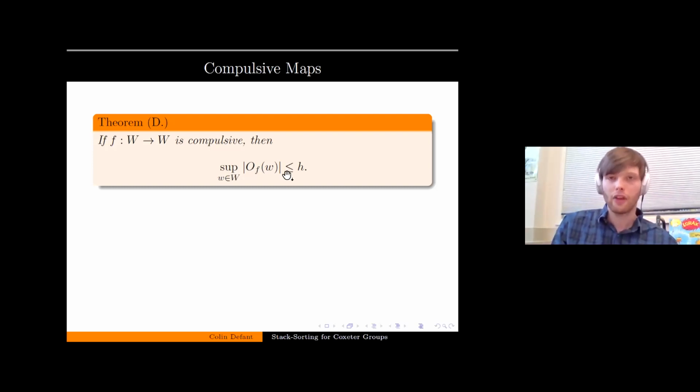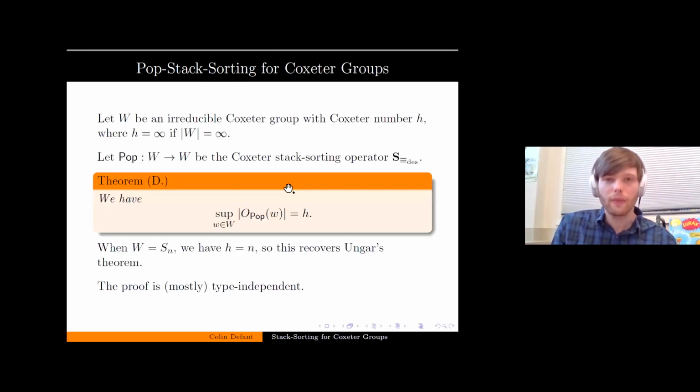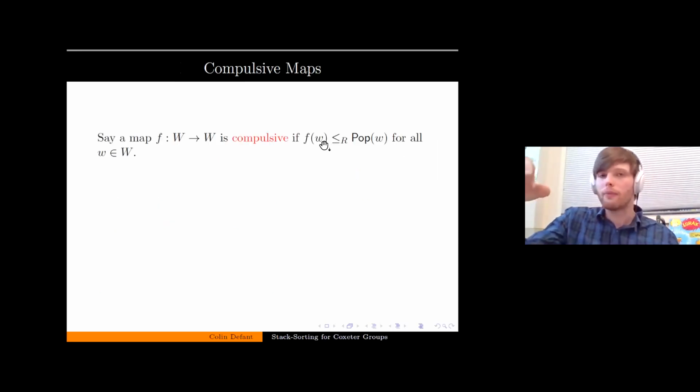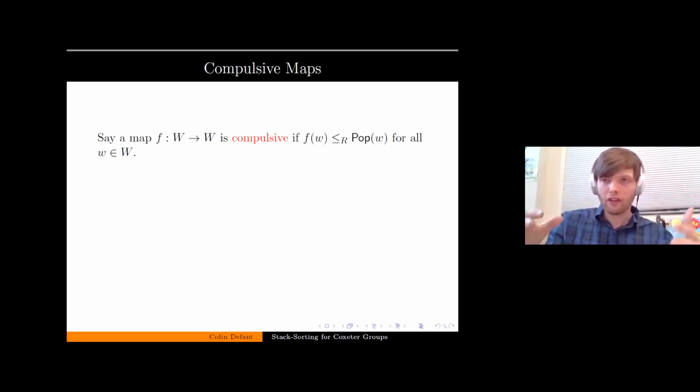So let me recap some of the things that I've said before. Let me go back. First of all, I said that the maximum size of a forward orbit under the pop stack sorting operator is H, the Coxeter number. And then the definition of a compulsive map was just that it's a map that moves you down at least as far in the right weak order as the pop stack sorting operator does. Now remember, the pop stack sorting operator is a special case of a Coxeter stack sorting operator. And the Coxeter stack sorting operators always move you down in the right weak order.